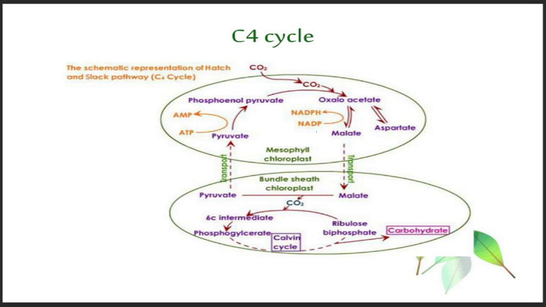This is the flow chart of the C4 cycle. Once again we go through this cycle. This is the mesophyll cell chloroplast. This is the bundle sheath cell chloroplast. These two are connected by plasmodesmata, that is, some cytoplasmic bridges are present, that is plasmodesmata.